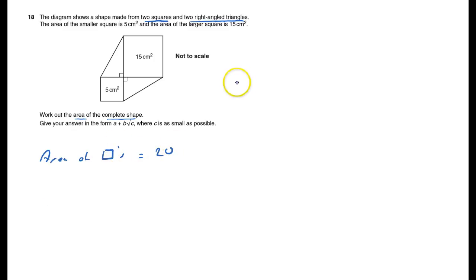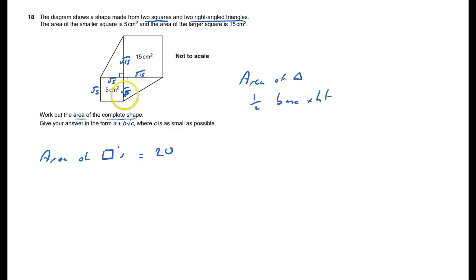I know the area of a triangle is half the base times the height, so I need to find those. It's a square, so if that's 5, it's going to have to be square root of 5 by the square root of 5. And this one's 15, so it's the same thing. The square root of 15 times the square root of 15 would make 15. And now I've got the base and I've got the height of the triangle. That's also root 5.